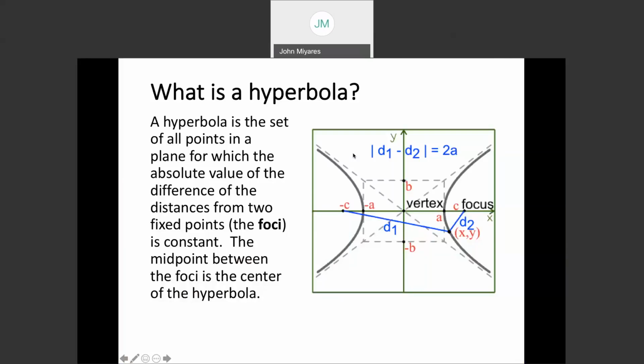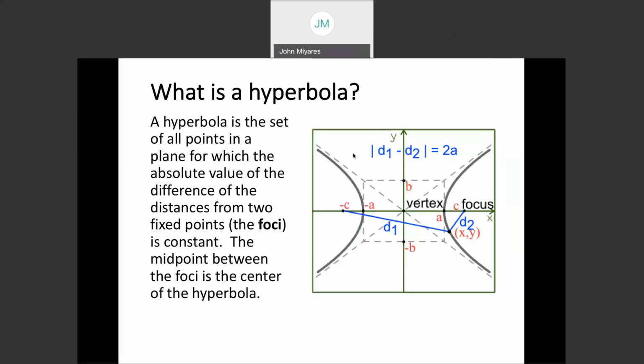So, what is a hyperbola? The formal definition says a hyperbola is the set of all points in a plane for which the absolute value of the difference of the distances from the two fixed points, or foci, is a constant. The midpoint between the foci will be the center of the hyperbola.